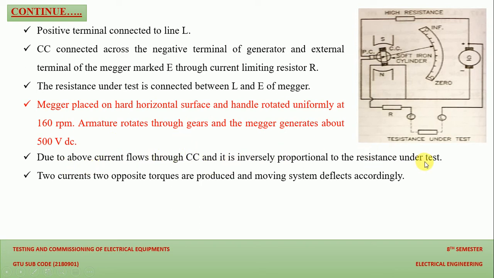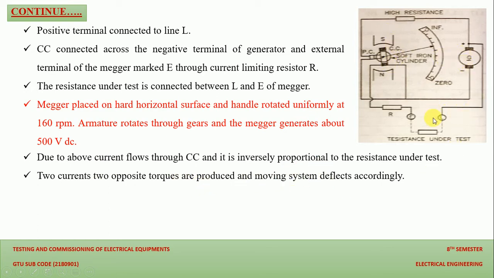So the current flowing through the CC is inversely proportional to the resistance under test, and there are two currents producing two opposite torques. As we know, I is proportional to the flux. When current flows, flux is produced, and phi is proportional to T. According to the level of current, flux is produced, and the more flux there is, the more torque is produced. So the two currents produce two opposite torques, and the moving system deflects accordingly.